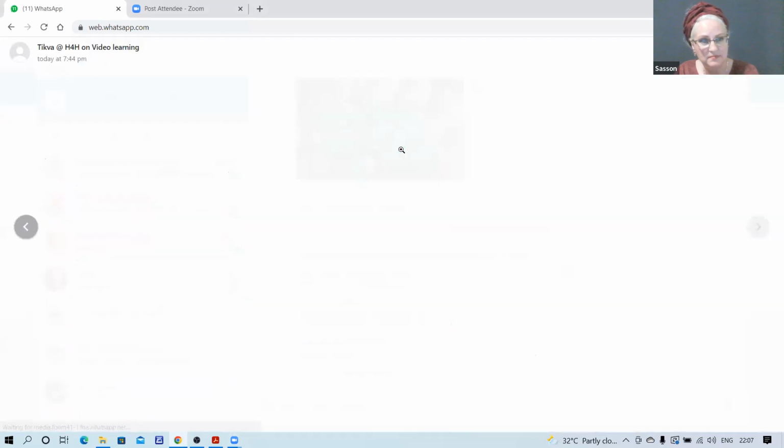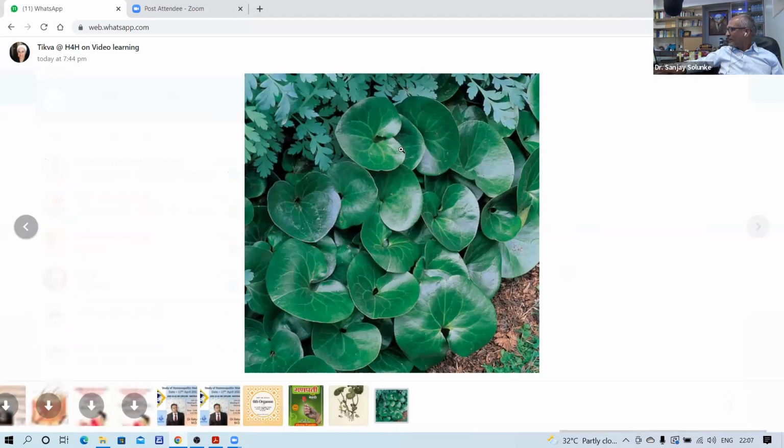Do we have the picture? I sent over pictures. You have the picture of the Asarum, Sanjay? I sent them to you this morning. People generally use the root medicinally. So let's look at a picture of the botanical. Yeah, that one and the other one. That's what it looks like. People plant it as an ornamental. It's very popular as an ornamental.